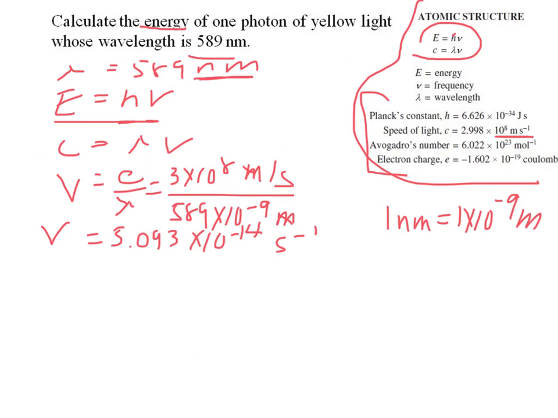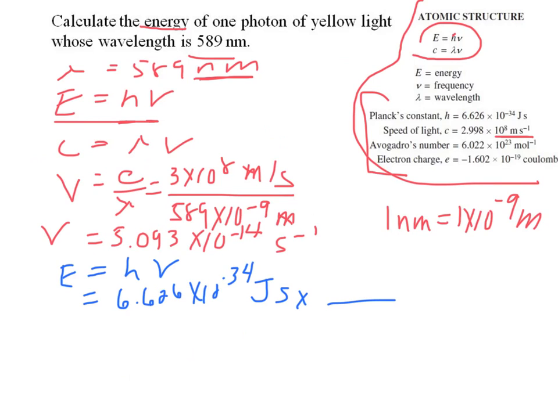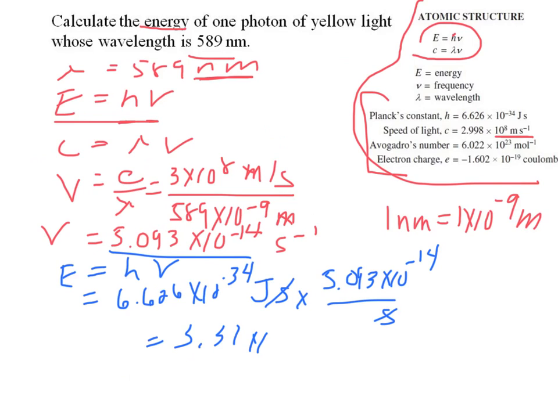So my energy is h nu. My Planck's constant is given to me as 6.626 times 10 to the minus 34 joule seconds. And then here's my frequency, 5.093 times 10 to the 14 per second. And that's over seconds, right? So my seconds are going to cancel out. And if I multiply those out, I'm going to get 3.37 times 10 to the minus 19 joules.